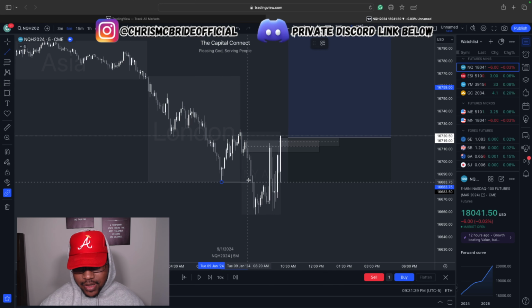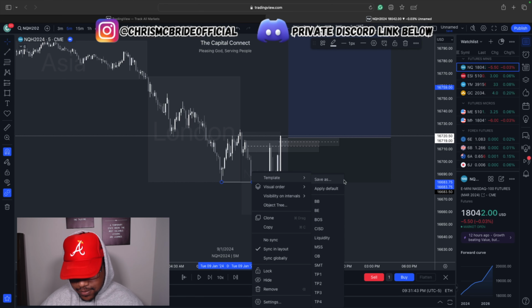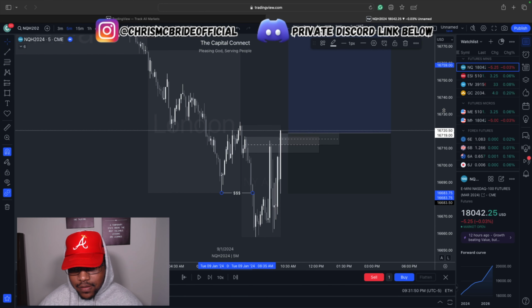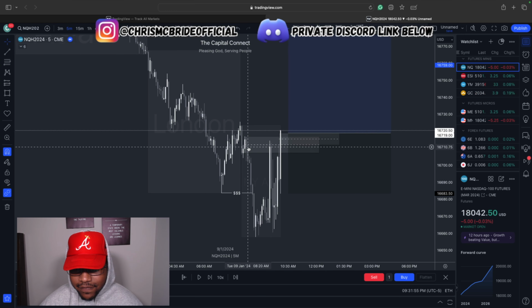We can see that we took out a high probability liquidity area in London's low. So now the next thing we need to be looking for is a failed order block. What do we have right here? We have a failed order block.